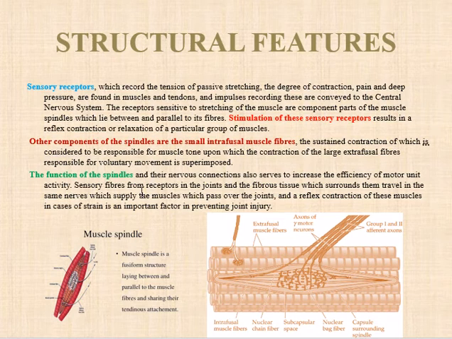The function of the spindles and their nervous connections also serves to increase the efficiency of the motor unit activity. Sensory fibers from these receptors in the joint and fibrous tissue which surround them travel in the same nerves which supply the muscles which pass over the joints, and reflex contraction of these muscles in case of strain is an important factor in preventing joint injury.